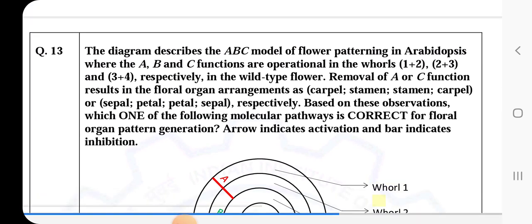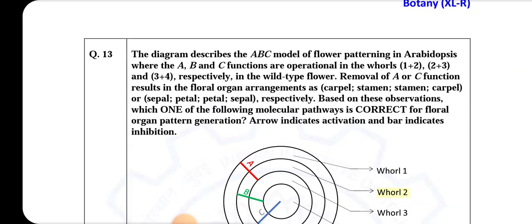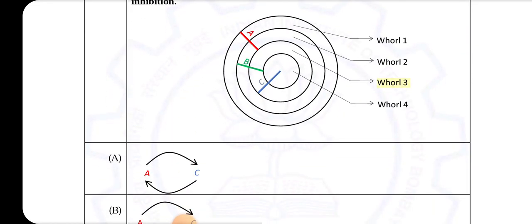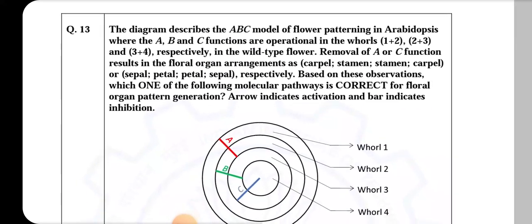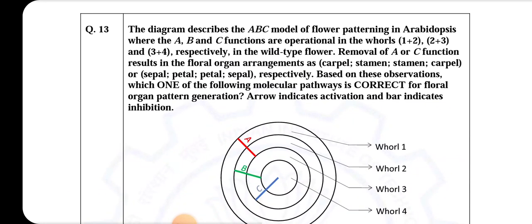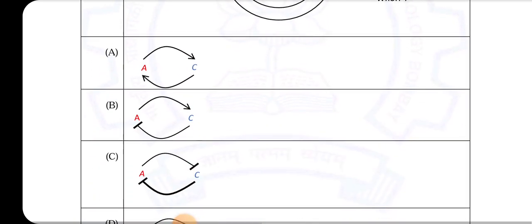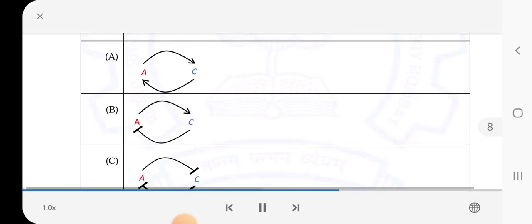Whorl 1: sepal. Whorl 2: petal. Whorl 3: stamen. Whorl 4: carpel. A, C, A, C.